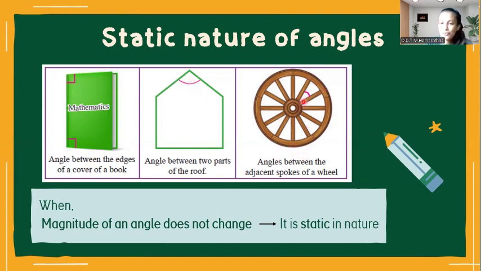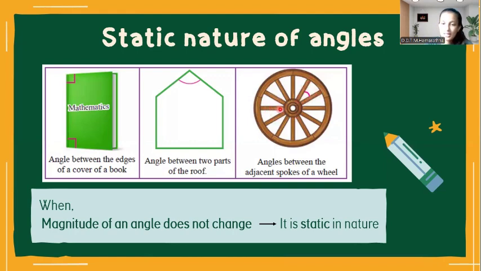Another one. This is a wheel. You can see here the angles between the adjacent spokes. These are called spokes. You may know the spoke of a wheel. The angle between two adjacent spokes is normally not changed.